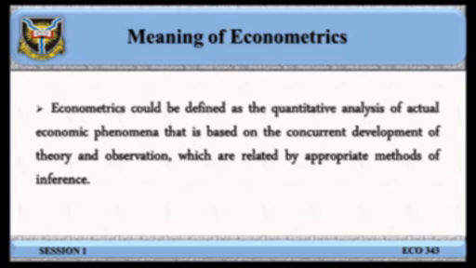Meaning of econometrics. Econometrics, in its literal form, means economic measurement. Although measurement is an important aspect of econometrics, its definition goes beyond this. Econometrics could be defined as the quantitative analysis of actual economic phenomena that is based on the concurrent development of theory and observation, which are related by appropriate methods of inference.